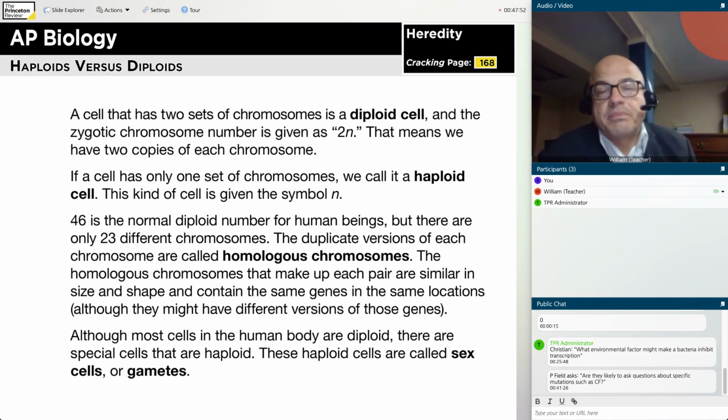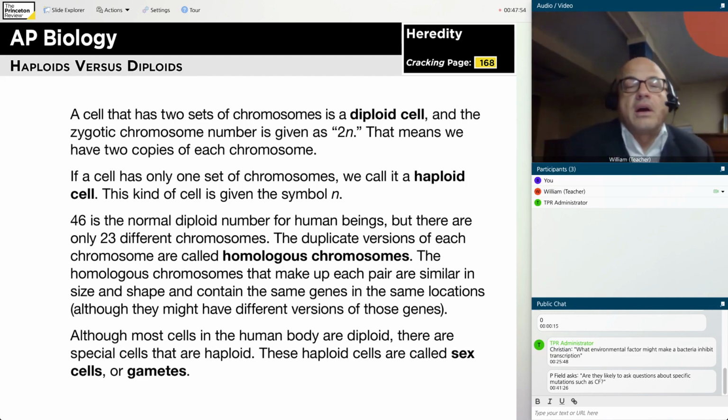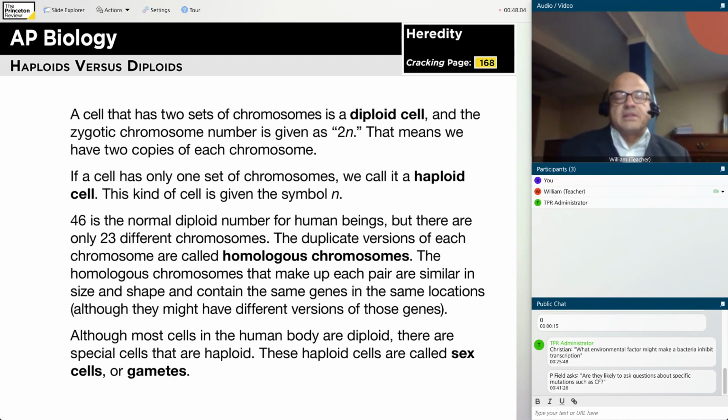46 is your diploid number for humans, but there's only 23 in the haploid. If you're asked a specific one, the names of everything probably won't occur. You'll just be told what it is and what occurs, and again, go back to the basics in terms of cell cycle, cell division, and so forth. Most everything is diploid, and then you have the gametes that are the haploid.